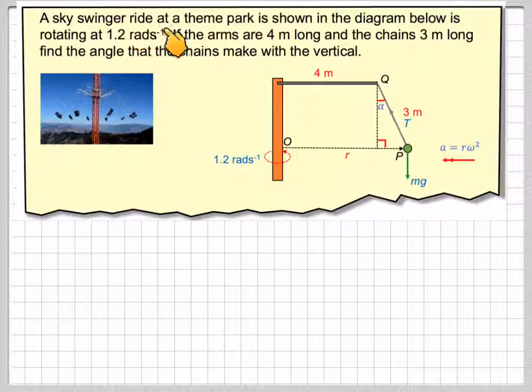A Sky Swinger ride at a theme park, shown in the diagram below, is rotating at 1.2 radians per second. If the arms are 4 meters long and the chains are 3 meters long, find the angle that the chains make with the vertical.